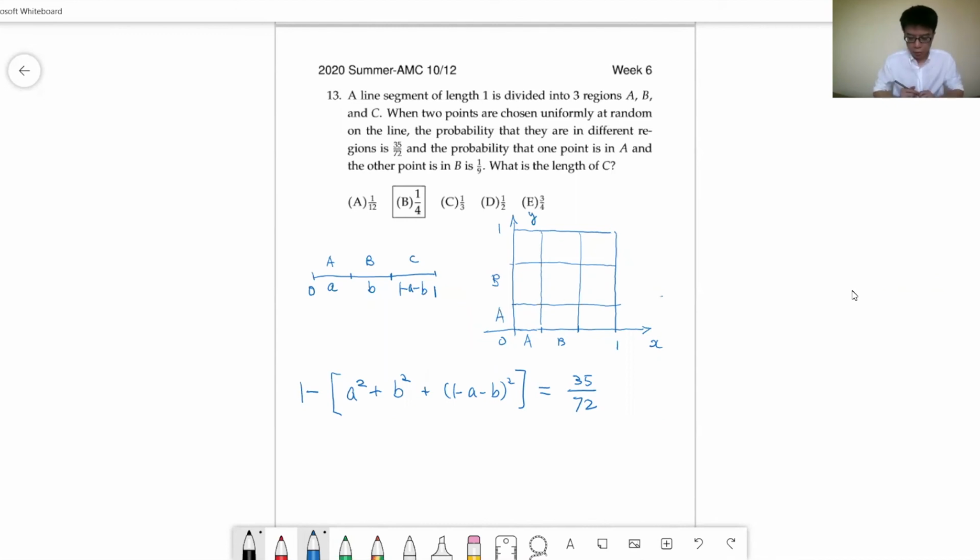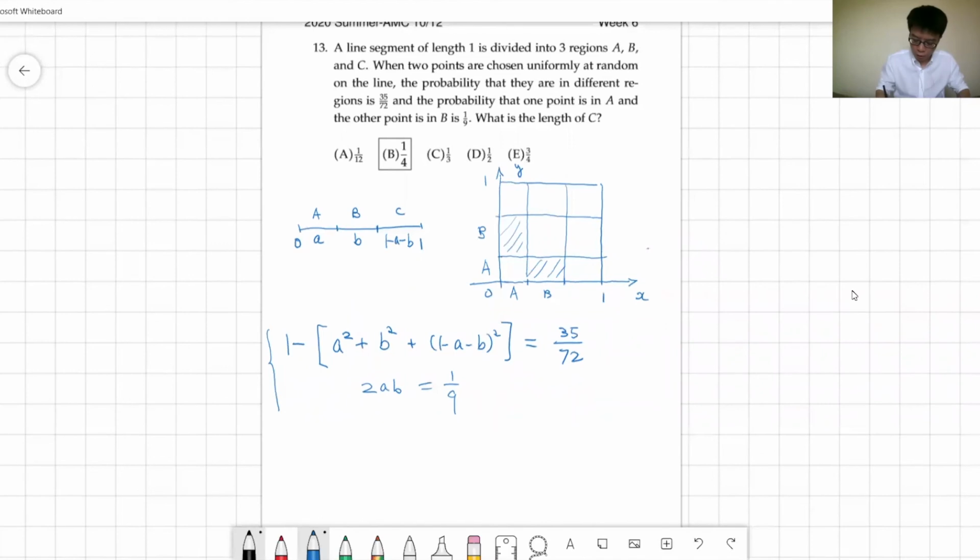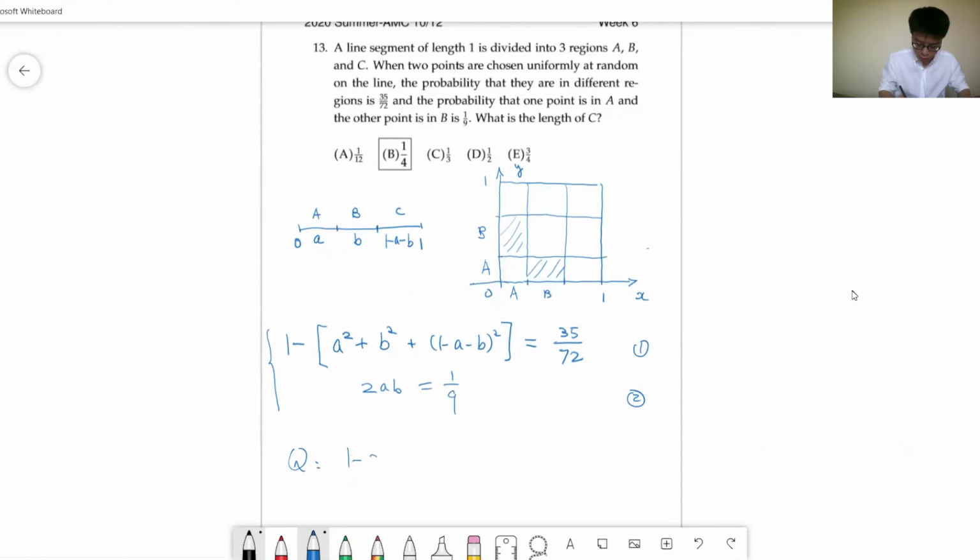All right, and we have the second probability. If one point is in A, the other point is in B, that's 1/9. So there are 2 regions. One is here, the other is here. And the area is just xy. So we have twice, okay, sorry, a times b. We have twice ab equals 1/9. This is what we know. So our goal is to solve for the length of C. The question is, what's the length of C?